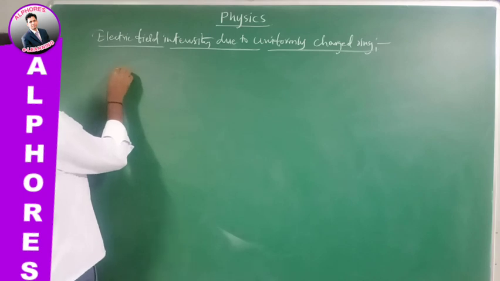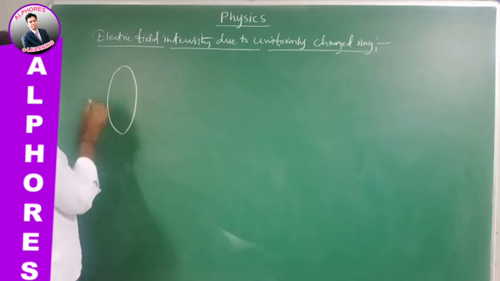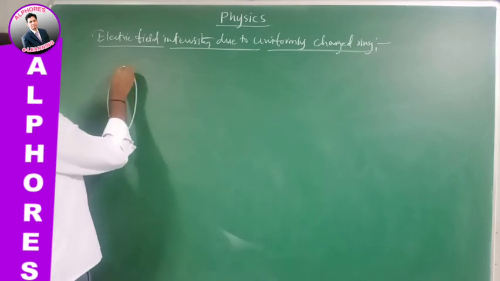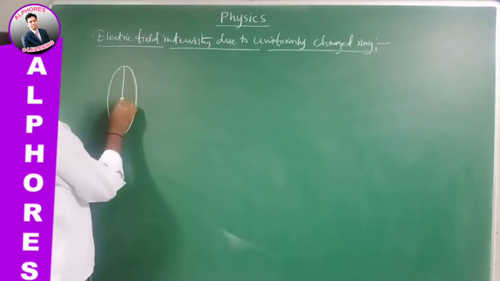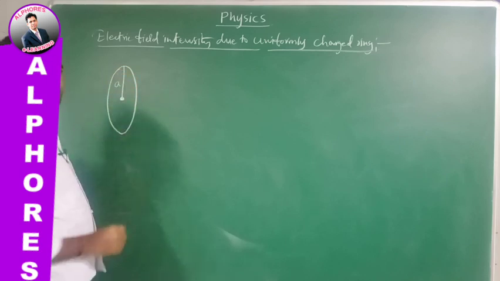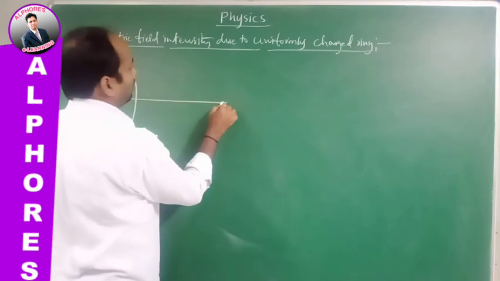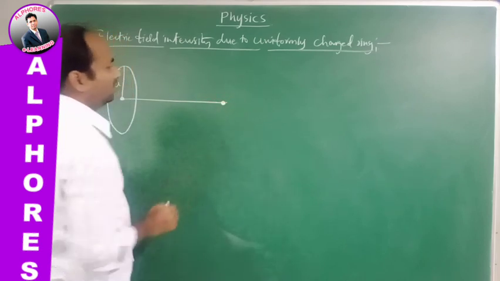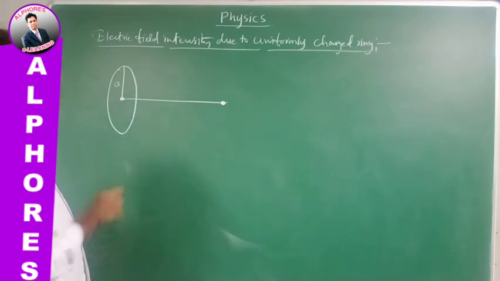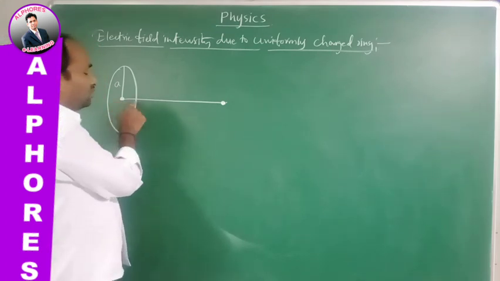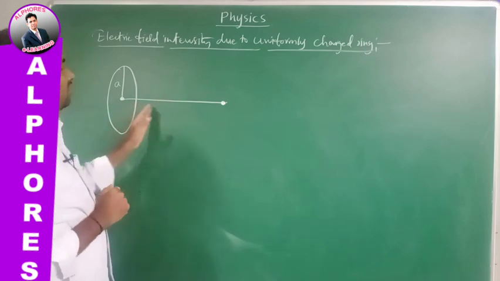Listen here. Now consider a uniformly charged circular ring. Let us take this is a uniformly charged circular ring of radius a, radius small a. Okay. Now we need to find the electric field intensity at any point on the axial line of this circular ring. What does axial line mean? Here the axis of the circular ring means the straight line passing through the center of the ring and normal to its plane.